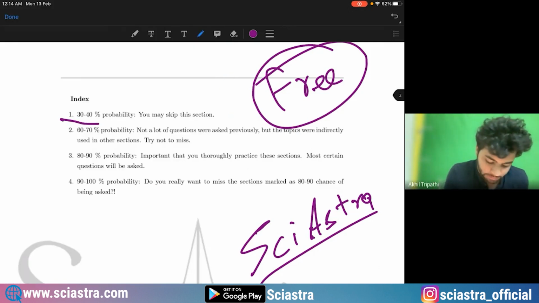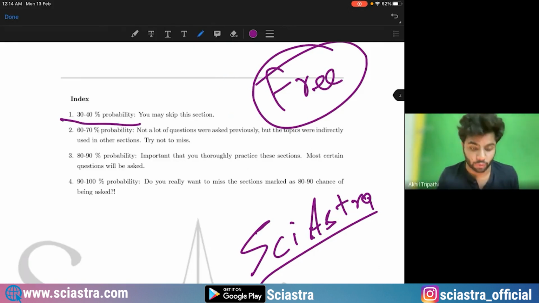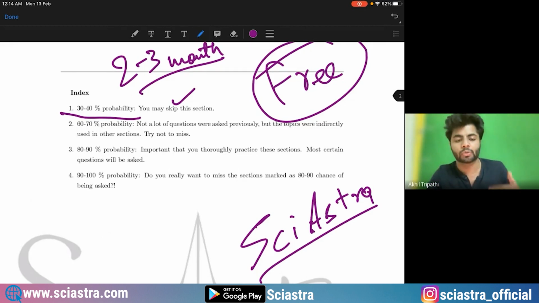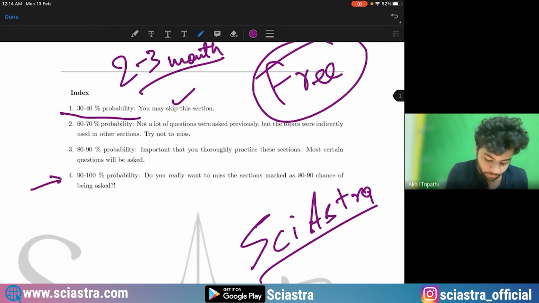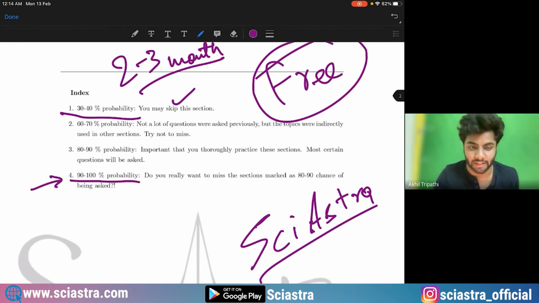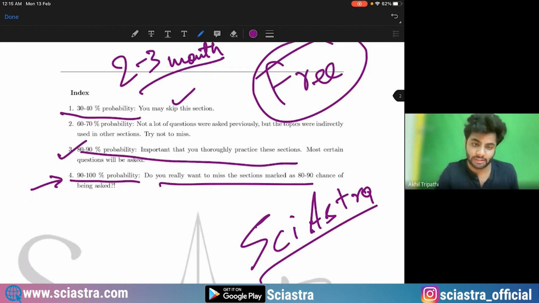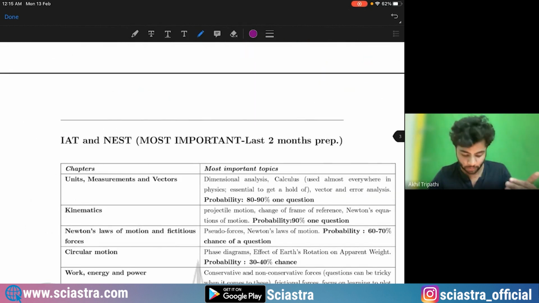Here, the physics mentor has told probability of 30 to 40%. You can skip this section because just 2 to 3 months are remaining, right? By the way, all the chapters are important, but just 2 to 3 months are remaining. So I am telling you what are the chapters you must not miss at any cost. So probability is 90 to 100%. Will you really miss this question or topic? No, right? If probability 80 to 90%, obviously these are also important, then 60 to 70 and then 30 to 40. So in that order, you can practice the questions.